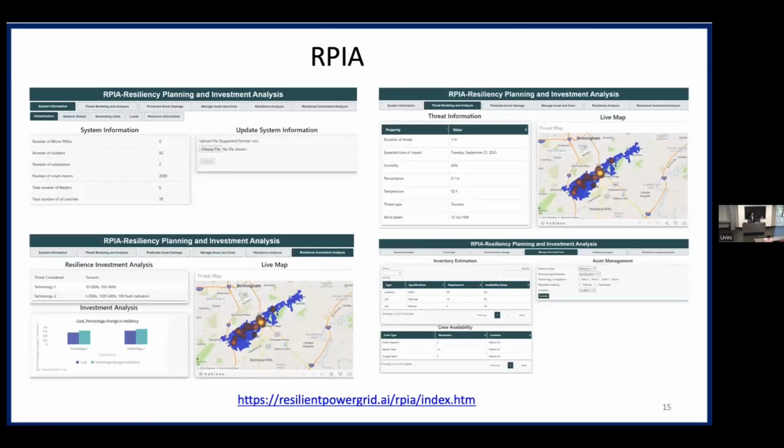So the first one is RPA, which helps in planning. Let me talk a little bit about that. More detail is available on one of our websites, and actually one utility in Alaska, whose project funded it, is planning to use it.